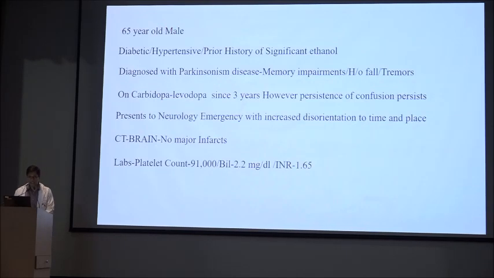Now coming back to the case which I had discussed, so this was a 65-year-old who was a shopkeeper unable to perform his activities, diabetic, hypertensive, significant ethanol intake. He was a case of Parkinson's disease, was on therapy, but there was still confusion, and he presented to the hospital, initially to neurology emergency, with low platelet count, bilirubin of 2.2 and INR of 1.6. Now this is a very common problem. We get it in our OPD basis. They've been on long duration treatment from a neurologist.